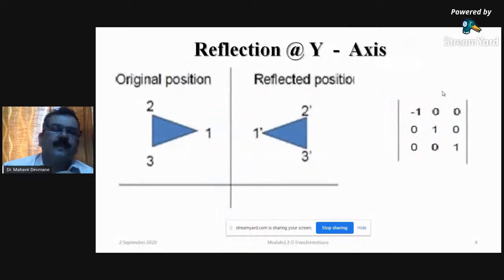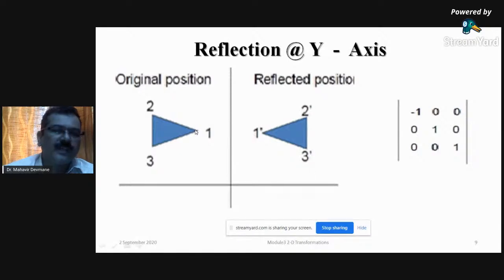Now see another case, reflection about the y-axis. The diagrams show the reflection about the y-axis. See here, the triangle with vertices 1, 2, 3. This triangle's reflection, or mirror image, is 1 dash, 2 dash, 3 dash.